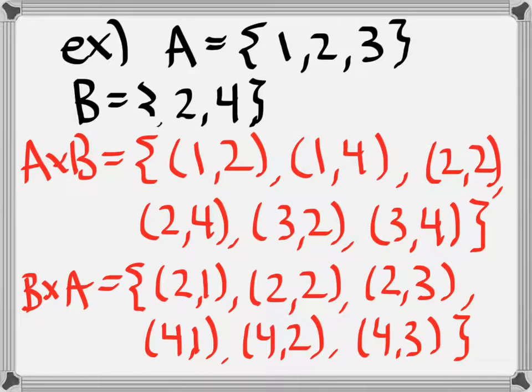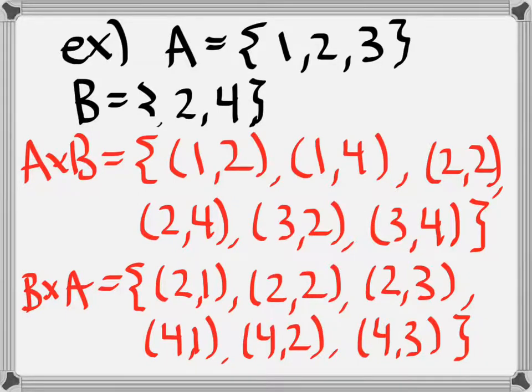If we look at the Cartesian product, again, these are ordered pairs. A cross B consists of pairs where the first element is in A and the second element is in B. So if I list all the ways to pair these up, I would have the pair 1, 2, the pair 1, 4, the pair 2, 2, the pair 2, 4, the pair 3, 4, and the pair 3, 2.